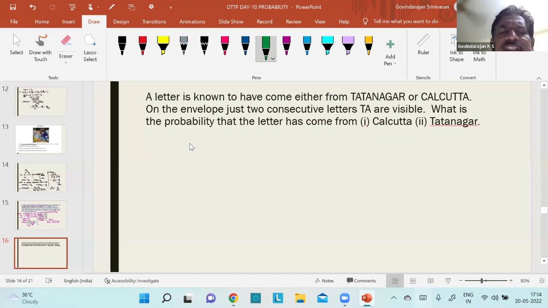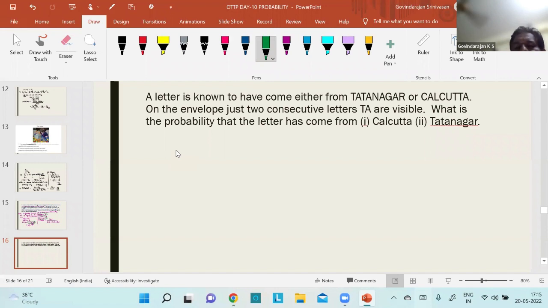On the envelope, just 2 consecutive letters TA are visible. Only TA is visible. What is the probability that the letter has come from Calcutta or Tatanagar? Come from Calcutta is one question, come from Tatanagar is another question. So this is also by using the Bayes theorem we can solve the question. A letter is known to have come from either Tatanagar or Calcutta.